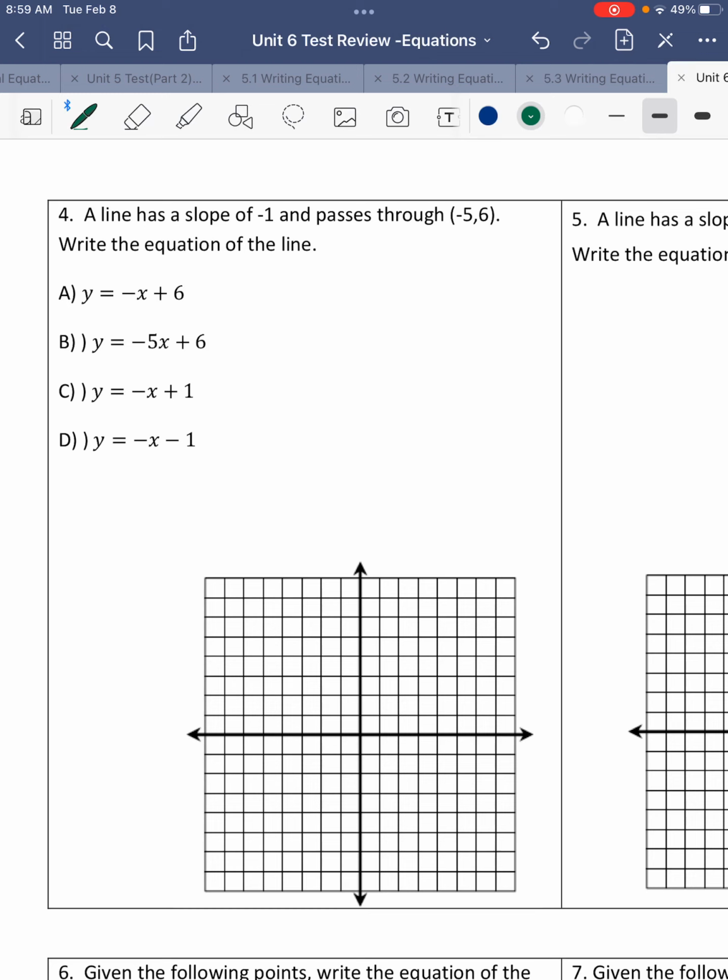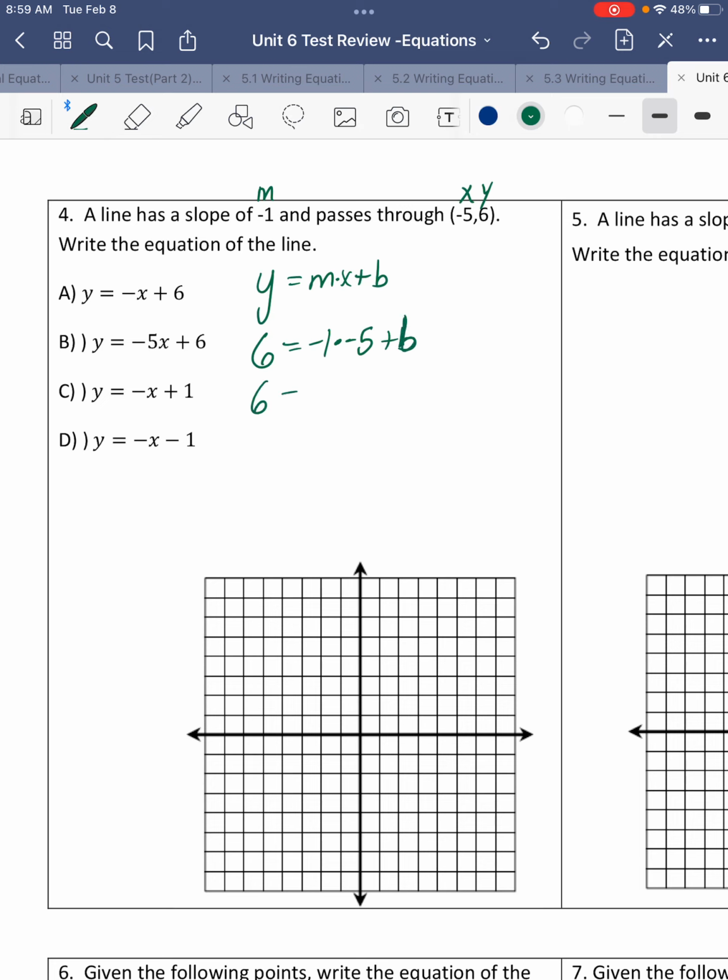Number 4, a line that has a slope of negative 1, so that's m, and passes through the point negative 5, 6. So I write my x and y. And we're going to write the equation for this. So y equals mx plus b. Think about what we have already. We have the m, and we have an x and a y. So I'm going to replace the y with 6, the m with negative 1. This m times x means multiply. So we're going to multiply times negative 5. And then it's plus b.